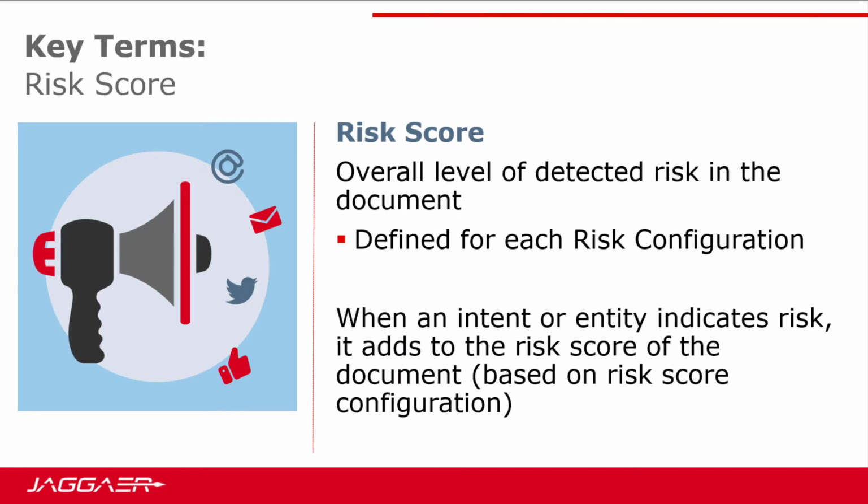Next, we have risk score, which is the overall level of detected risk in the document that you are analyzing. These can be defined for each risk configuration type, so MSAs and SOWs, and they can also be defined differently in each specific configuration. So the way that it works is that when an intent or an entity is flagged as risky, it will add to the risk score of the overall document based on the risk score configuration.